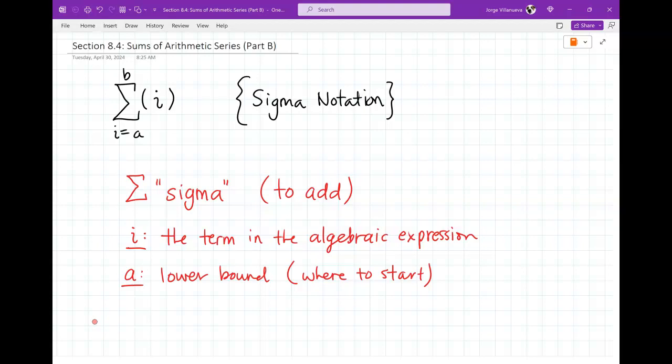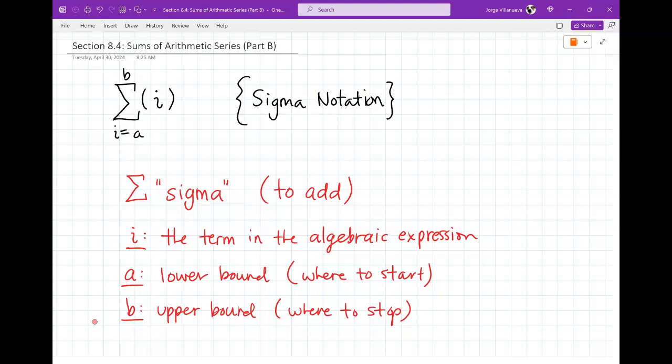Okay? B is our upper bound. And this is where we end, or where we stop. So where to stop. So if the bottom number said I equals 1, and on top it has a 10, that means I'm going to start at 1, and then I'm going to plug in a 2, a 3, a 4, a 5, a 6, a 7, 8, a 9, and 10. So the A to B, if A is 5 and B is 20, then I'm going to plug in the 5th term, the 6th term, the 7th term, all the way up to the 20th term.